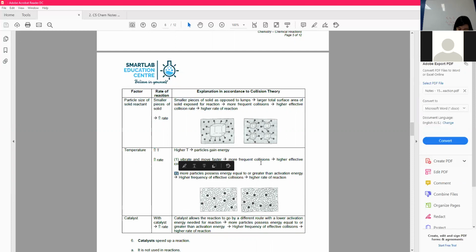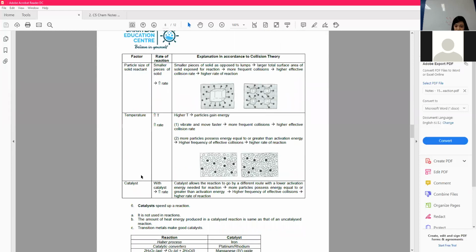If it's a higher temperature, the particles will gain energy. When they gain energy, they vibrate and move faster, so you end up with more frequent collisions and a higher effective collision rate. Another thing is that with a higher temperature, more of the particles will have energy equal to or greater than the activation energy. There are more of them able to reach the energy. Therefore, there's a higher effective collision rate and a higher rate of reaction. So far can follow?